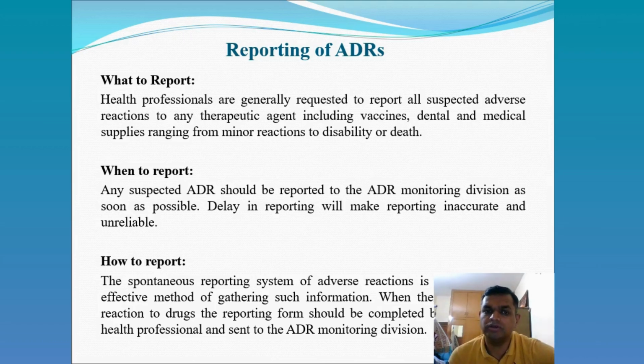Then second, when to report. Any suspected ADR should be reported to the ADR monitoring division as soon as possible. No delay is acceptable, as any delay in reporting will make the reporting inaccurate and unreliable. How to report? That is also a key aspect of reporting. The spontaneous reporting system of adverse drug reaction is one of the most effective methods of gathering information about ADRs. So we can go for the spontaneous reporting system. Whenever we see any ADR, we need to report it through a form that is completed by the concerned health professionals and then sent to the ADR monitoring division.